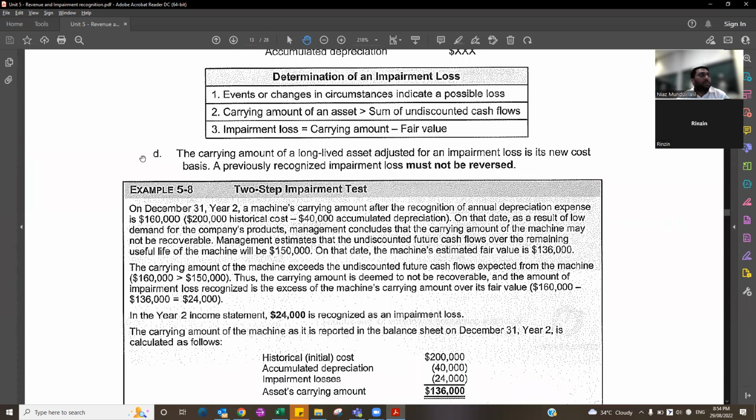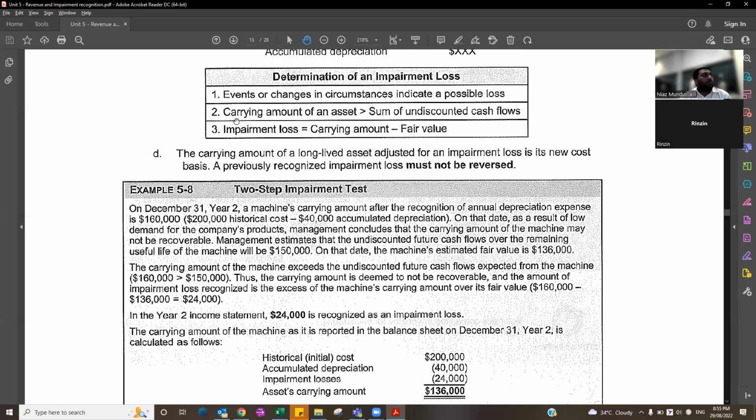So first you have to check the event or change in the circumstance. Maybe what happens, like, there's a ban on plastic bags here in Abu Dhabi. So what if I'm running a company which manufactures plastic bags? Definitely my sales will go down. And my machines will not have that much use as before. So definitely this condition exists. So these companies have to recognize an impairment loss.